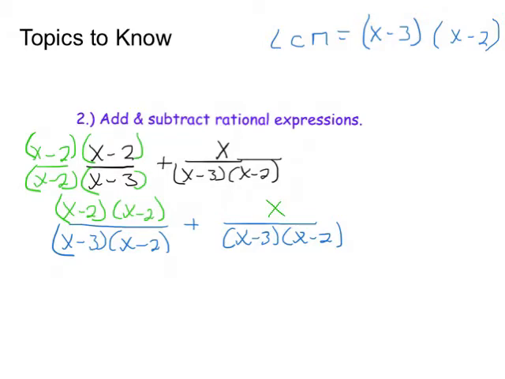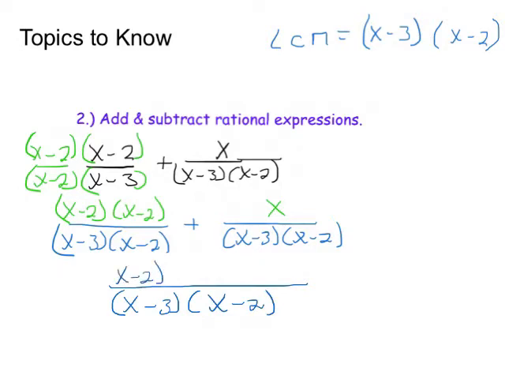Now that I have a common denominator, notice x minus 3, x minus 2, x minus 3, x minus 2, since I have a common denominator, I can simplify my numerators. So let's go ahead and do that. I'm going to write it with just one denominator here, so x minus 3, x minus 2, and on the top, x minus 2, x minus 2, plus an x.